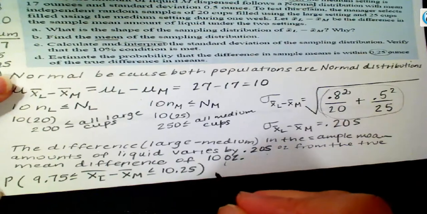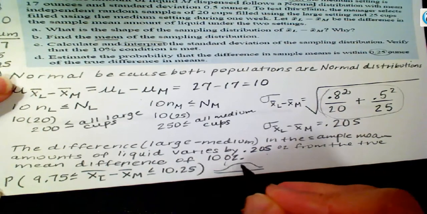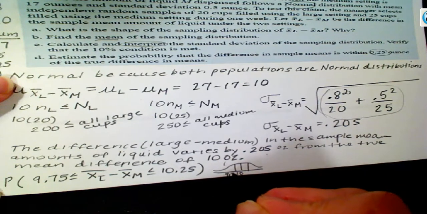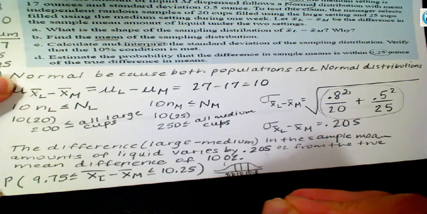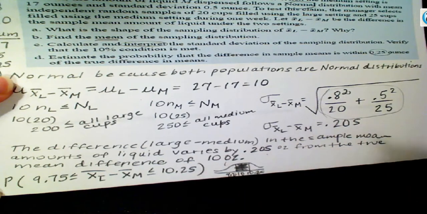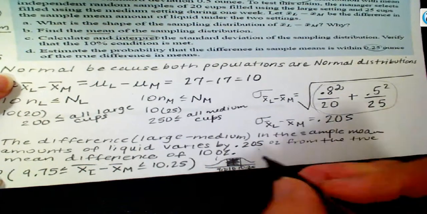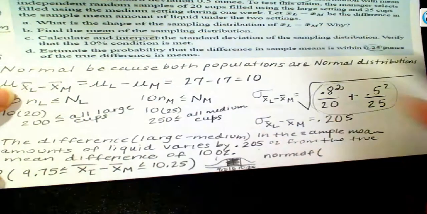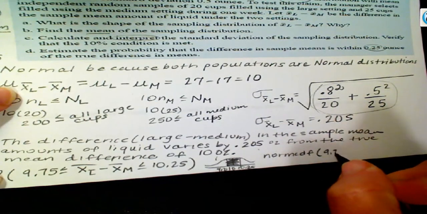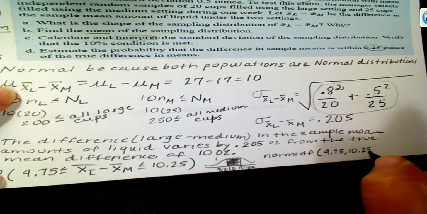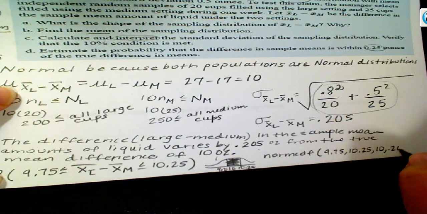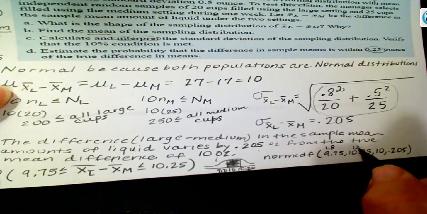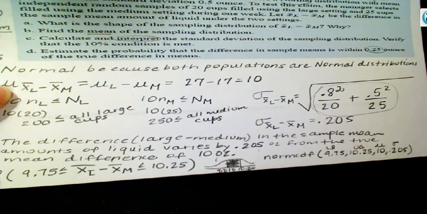So we could draw us a little diagram here. Mean is 10, and then over here we have 9.75, and then here we have 10.25. So this is the area that we're trying to figure. That's going to give us the probability. So we're going to have normalcdf. We do know this is a normal distribution. We said that in part A. 9.75 is your lower bound, 10.25 is your upper bound, 10, and then 0.205. So this is our lower bound, this is our upper bound, this is our mean, and this is our standard deviation.